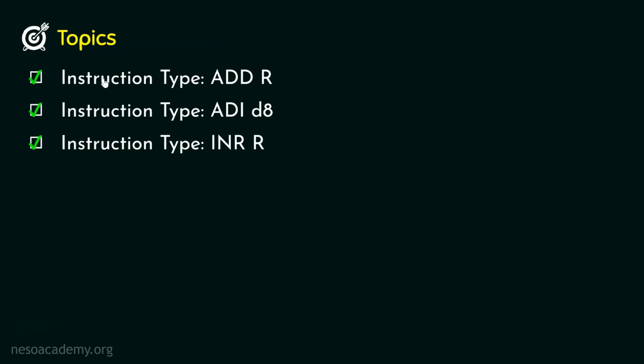So in this session, we covered the topics: instruction type ADDR, the next instruction type ADI-D8, and the instruction type INR R. ADDR and INR R, these two fall under the 1 byte long category. However, ADI-D8 falls into the 2 byte long category of instructions.